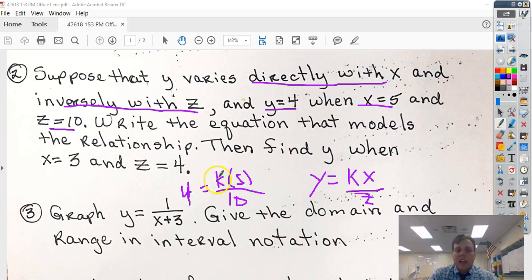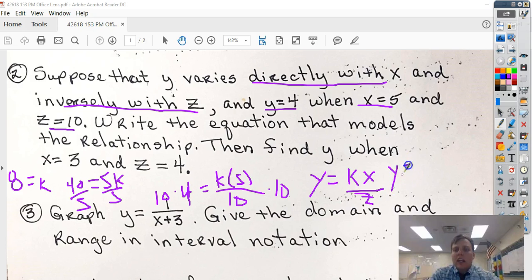So I need to solve for k. I'm going to first get rid of this divide by 10 by multiplying by 10 on both sides. So that's going to give me 40 is equal to k times 5, which I'm just going to write as 5k. And then 5k is 5 times k, so to get k by itself, I divide by 5. So I know that 8 is equal to k. So then I know the model of the situation is y equals 8 times x divided by z.